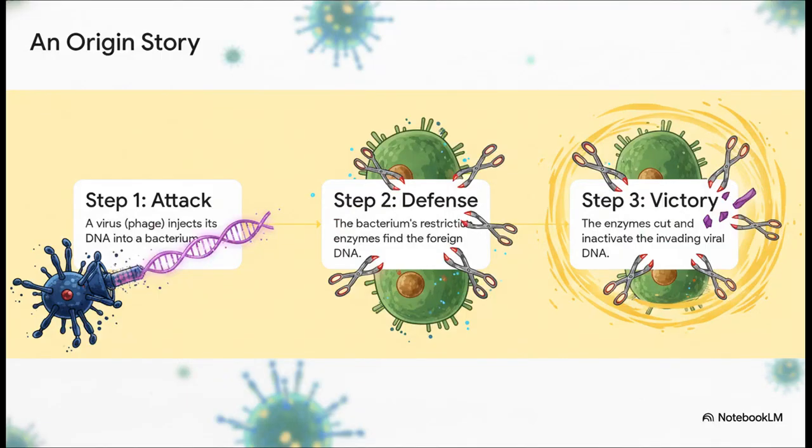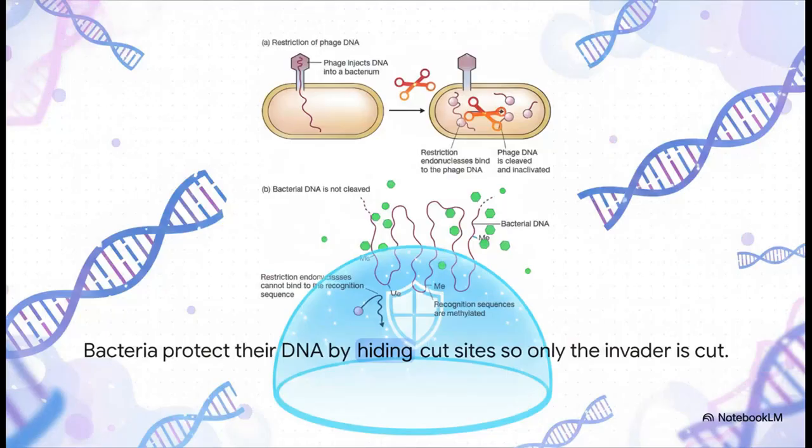So where did we even find these things? Well, they're part of a bacterium's immune system. When a virus, called a phage, attacks, it injects its DNA into the bacterium to try and take over. The bacterium fights back with these restriction enzymes, which hunt down the foreign DNA and just chop it to pieces. It's basically microscopic warfare.